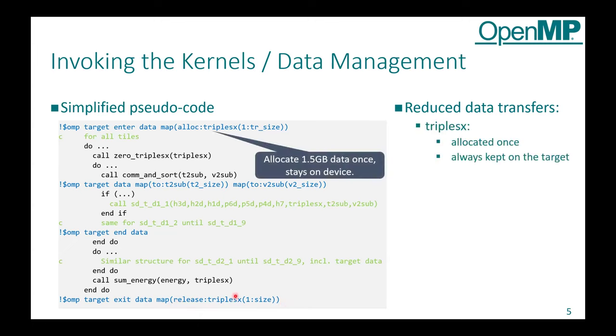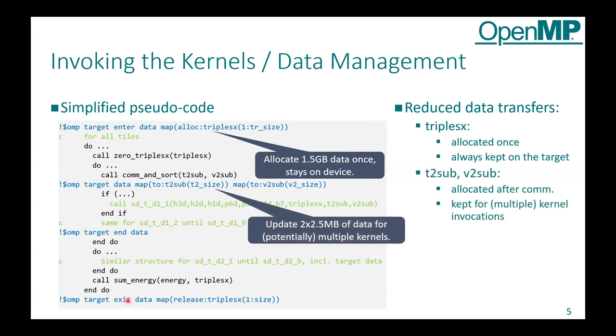And so what happens is we allocate that once, it stays on the device for the whole computation, and we reuse it all the time for all the tiles. We zero it out again, we do the computation that we need for those tiles, we do the sum energy for those tiles. And in the end, when we're completely done, we release the data from the GPU and release all the data environments that we have there.